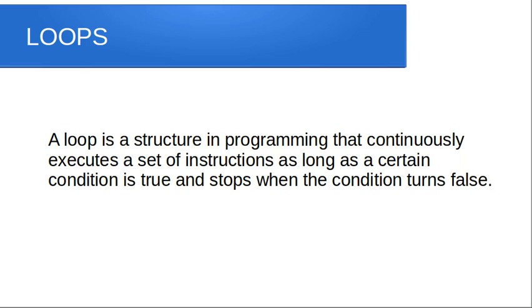Loops are just a structure that allows you to execute a certain action or code repeatedly until a certain condition is met. For example, you might want to create a program that continuously asks the user for a certain input. So you want to repeat asking the user for a certain input until the user inputs the right value that you want. To do this, you just continuously repeat a certain code over and over again until a certain condition is met.